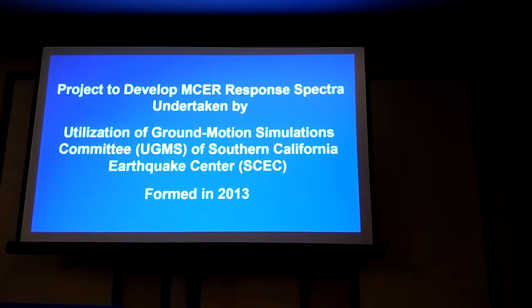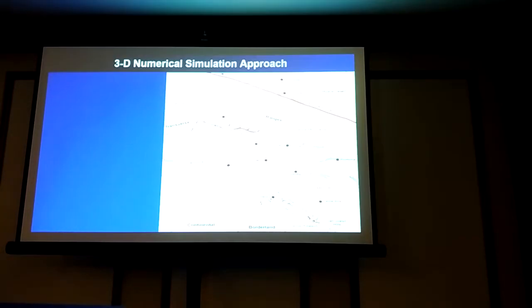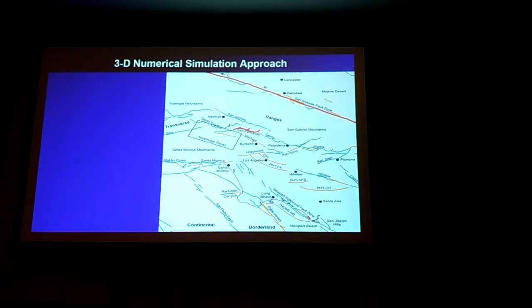So, this project to develop these risk-targeted response spectra was undertaken by the Utilization of Ground Motion Simulations Committee, UGMS for short, of the Southern California Earthquake Center. This committee was formed in the spring of 2013, and it consists of the following 20 members. These members consist of structural engineers, geotechnical engineers, and engineering seismologists, and this mix was really required in order for this project to be successful. Many of the people on this committee were involved in the development of seismic provisions that now appear in our ASCE 7 standard. So let's start with the numerical simulation approach.